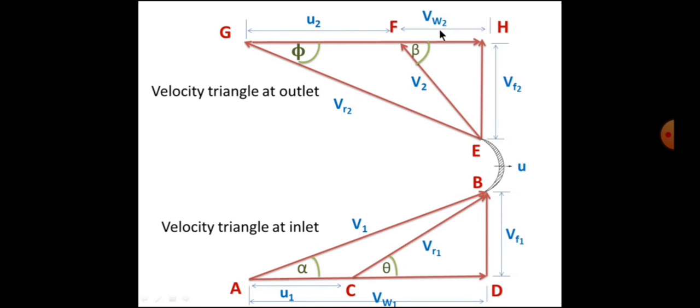Segment FH is giving us the whirl component at outlet vw2 and segment EH is giving us the flow velocity at outlet vf2. Similarly, we have segment BD in the inlet triangle giving us the velocity value of vf1, and segment AD is representing the whirl component at inlet, that is vw1. So these are the inlet and outlet velocity triangles about which we already know because of impact of jet. Now these two triangles can be combined together in order to have convenience in solving the problems.